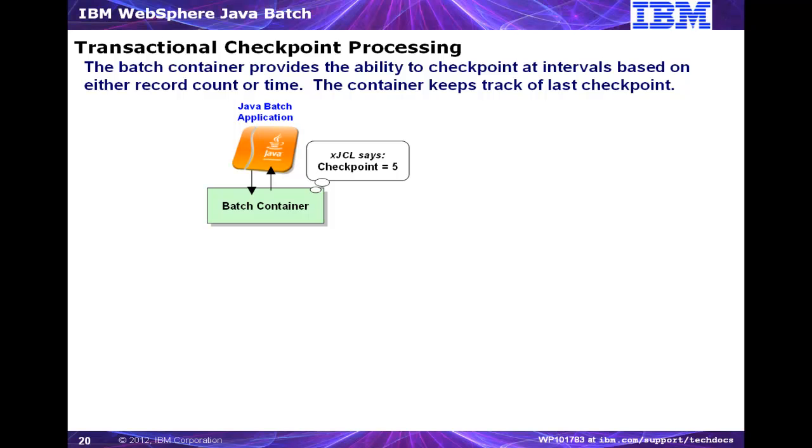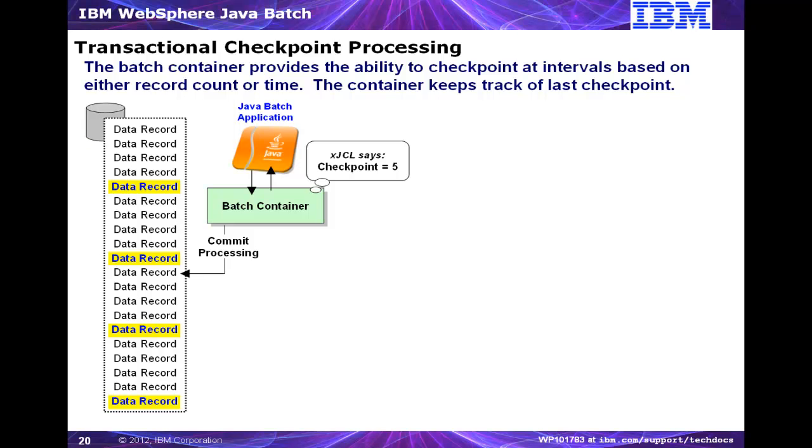When the job is submitted, the batch container becomes aware of the checkpoint property in the XJCL. Here we're showing an example of checkpointing every 5 records. Checkpointing every 5 records is an unusually low number, but for the sake of illustration, assume that's the number. As the batch data stream works through the records, it performs commit processing every 5 records because that's what's specified in the XJCL. And for every checkpoint interval processed, the last good checkpoint is persisted to one of the WebSphere Java Batch control tables. This is so a job restart may know where to pick up and begin again.